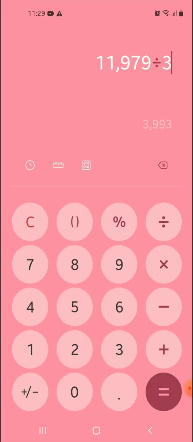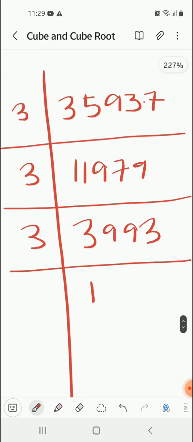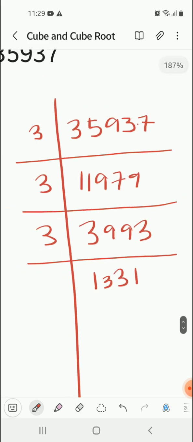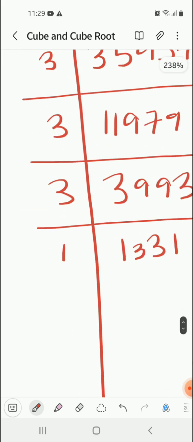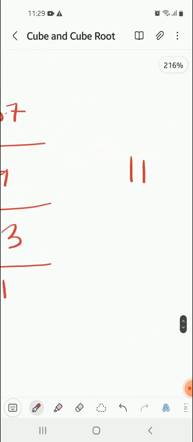Divided by 3, we get 3993. This can be divided by 3 commonsensically. 3 ones are 3, 3 threes are 9, and again 3 ones are 3. Now if you are well versed with the table of 11 and the cube root list, then you would know that it is actually divisible by 11, because see, the 11 pattern will be 11.